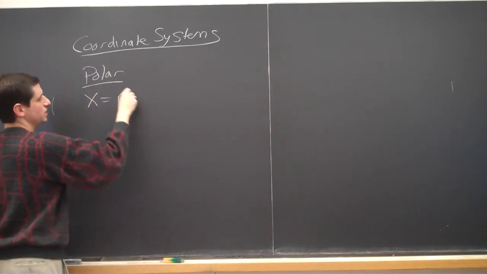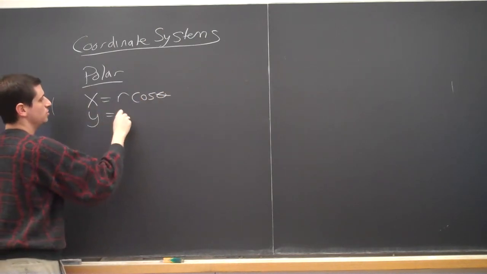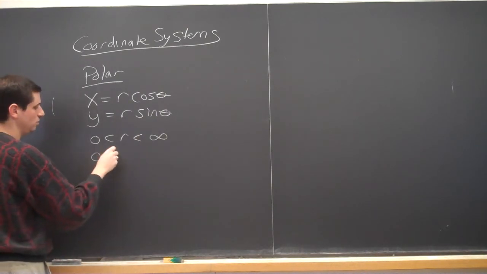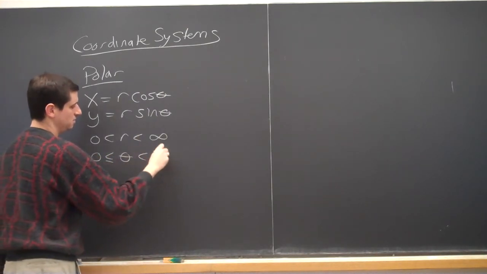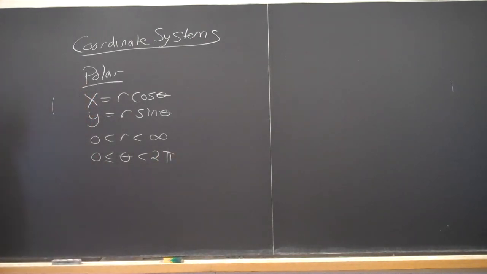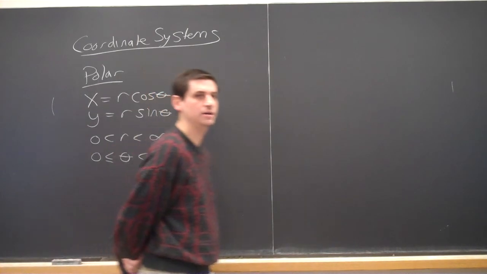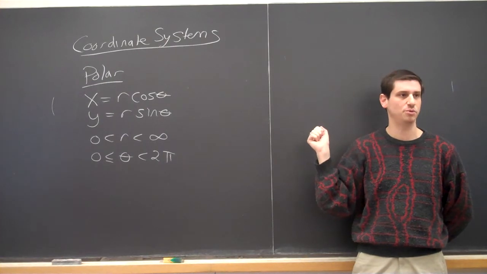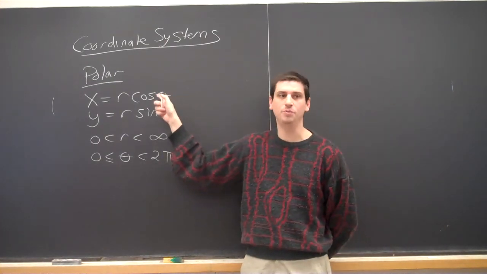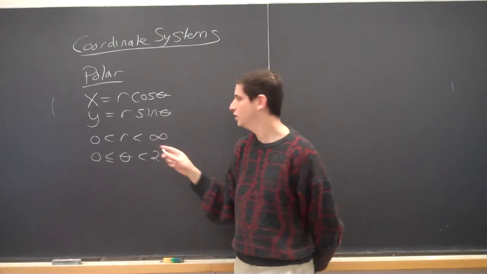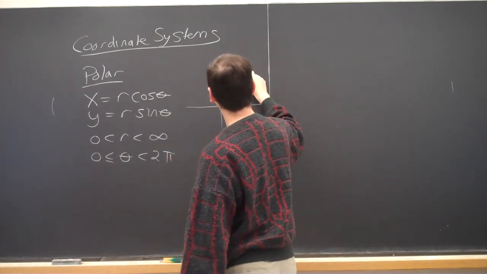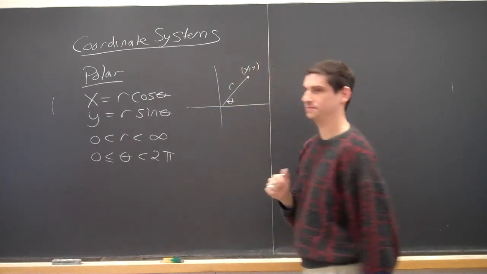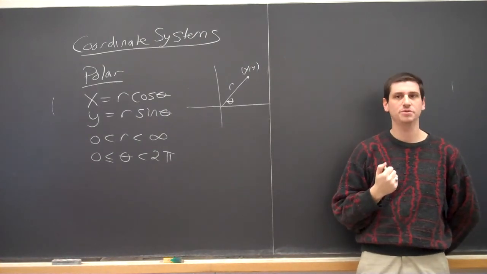So x equals r cosine theta, y equals r sine theta, 0 less than r less than infinity, 0 less than or equal to theta, and I'll say strictly less than 2 pi. But of course I could go over 2 pi. The problem is, when I use polar coordinates like this, there's not a unique way of representing some points. If I increase my angle by 2 pi, the cosine and the sine are the same. So if you want to graph it, here's the point x, y. This distance is r, and this angle is theta. It's just a different way of representing the point.